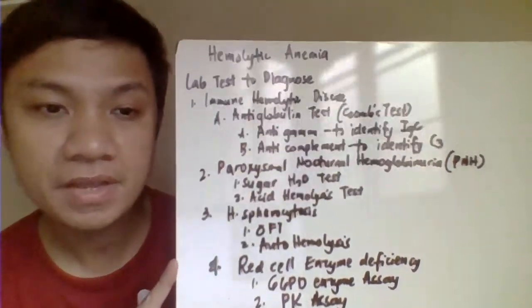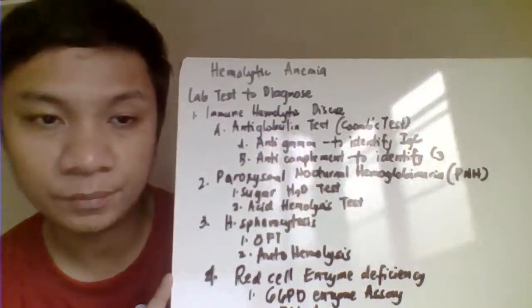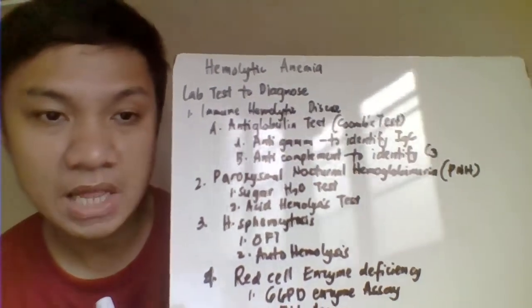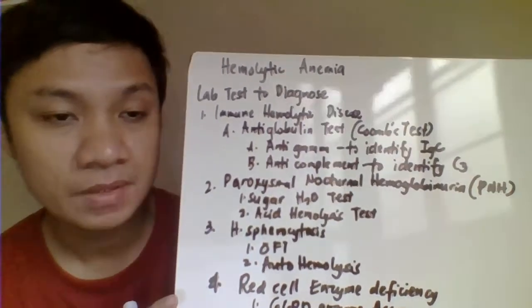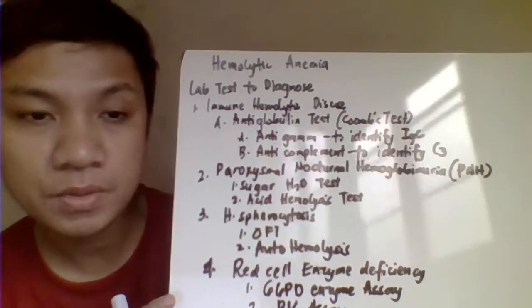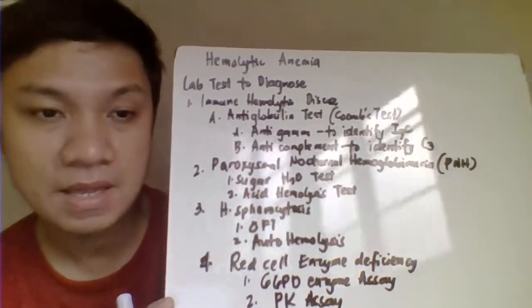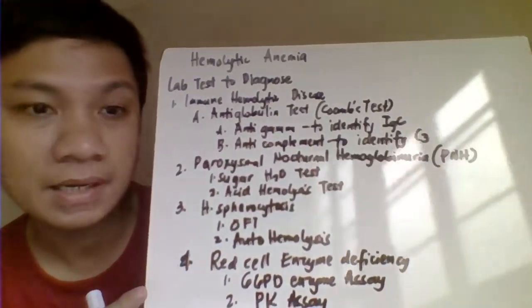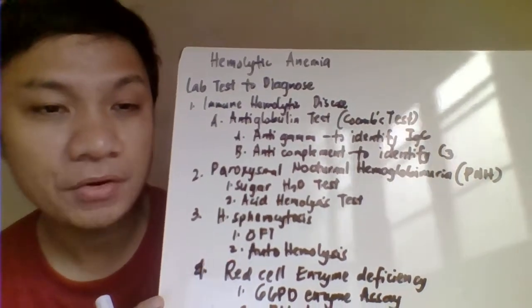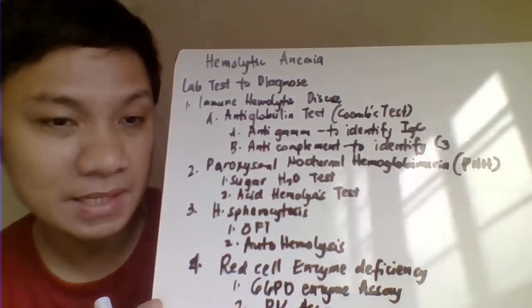Okay, we have here the hemolytic anemia. So, we have the different tests that will identify our hemolytic anemia. First, for immune hemolytic anemia, that could be identified by your antiglobulin test or your Coombs test.